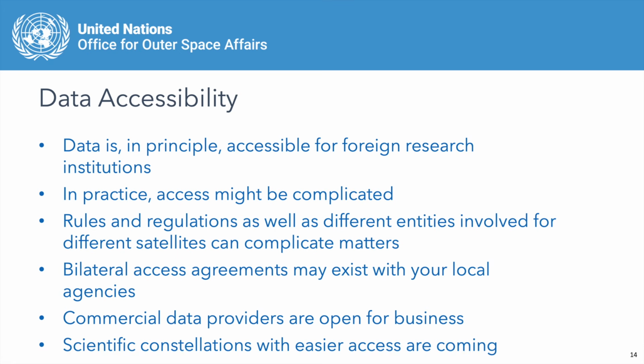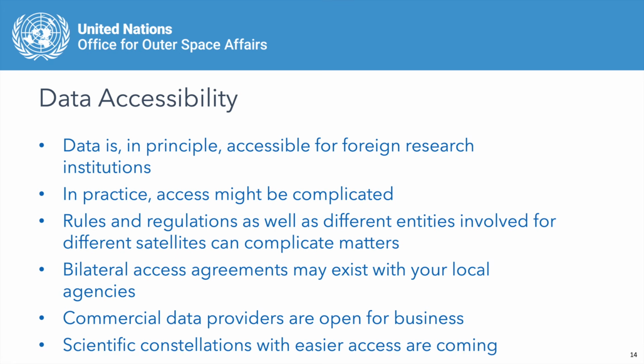You also may need to check if there's a bilateral access agreement with your local agencies or your government. They often exist between different agencies. You have to check locally, and if so, it might be easier to access the data via this bilateral agreement from your local agency. This is also a viable way.